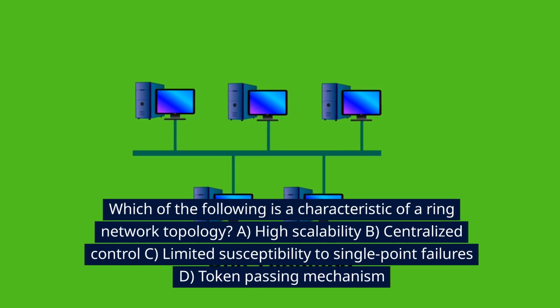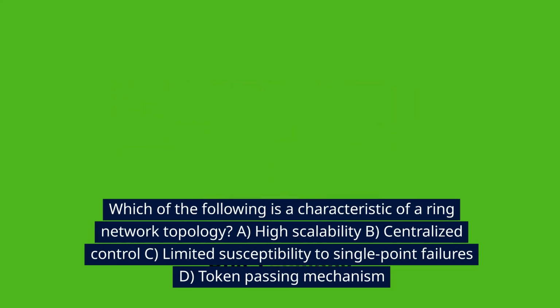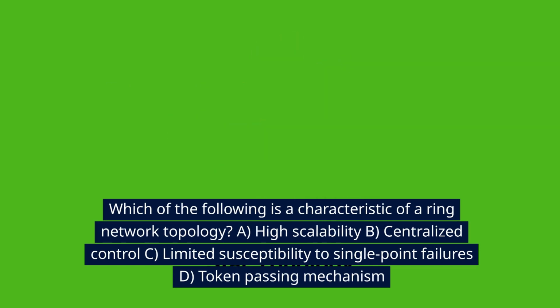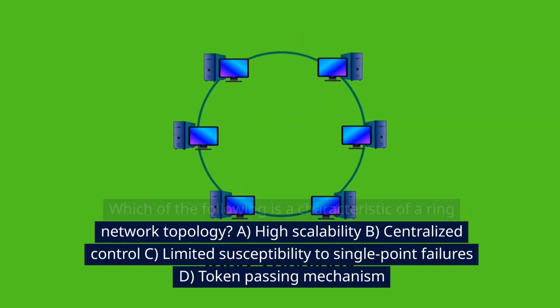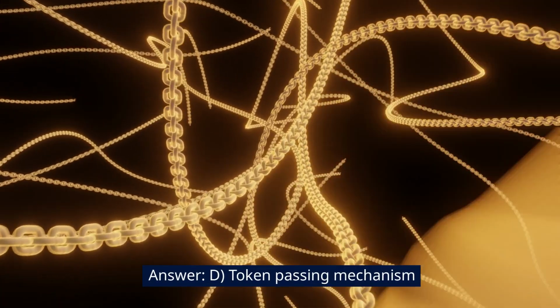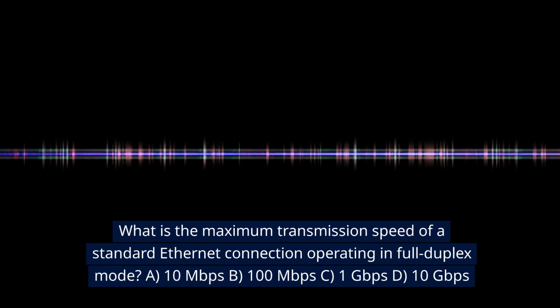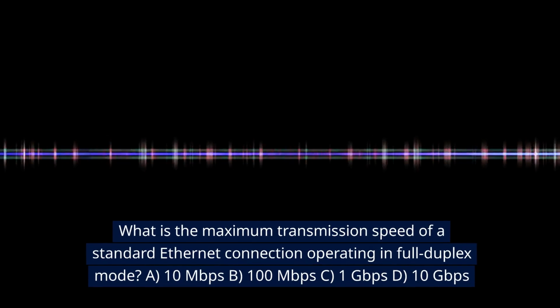Which of the following is a characteristic of a ring network topology? A. High scalability. B. Centralized control. C. Limited susceptibility to single-point failures. D. Token passing mechanism. Answer: D. Token passing mechanism. What is the maximum transmission speed of a standard Ethernet connection operating in full duplex mode?